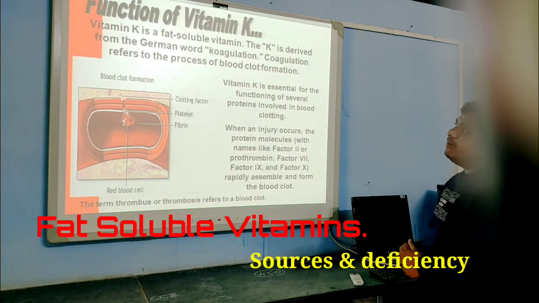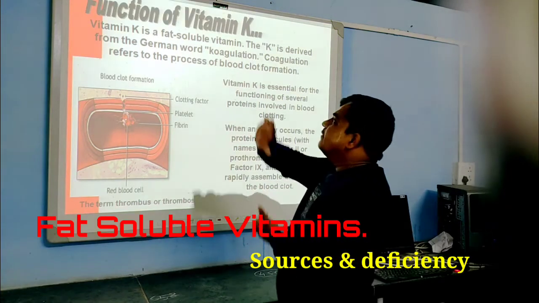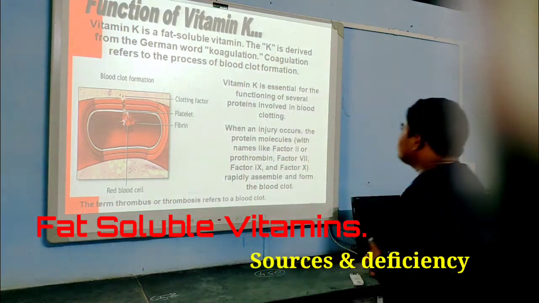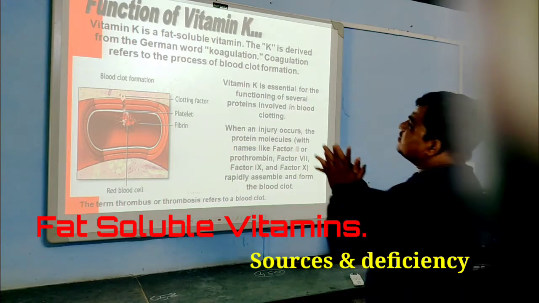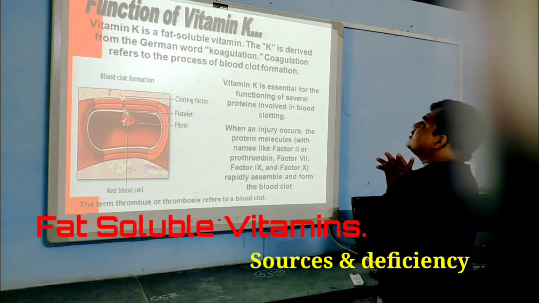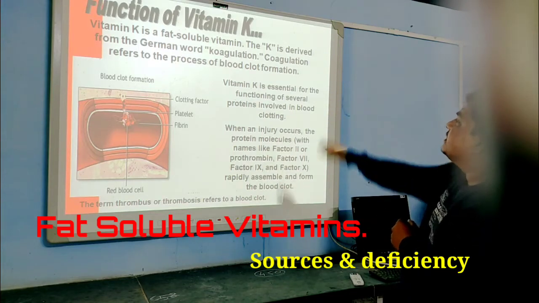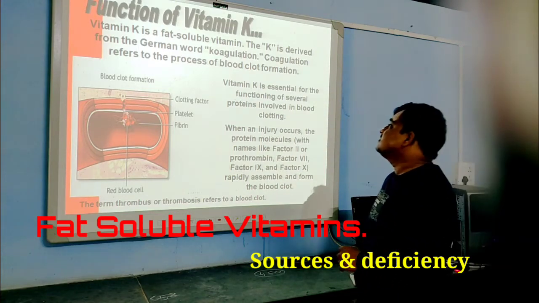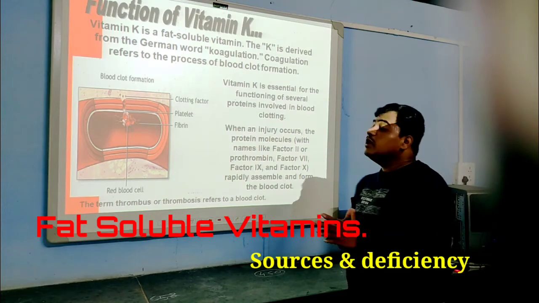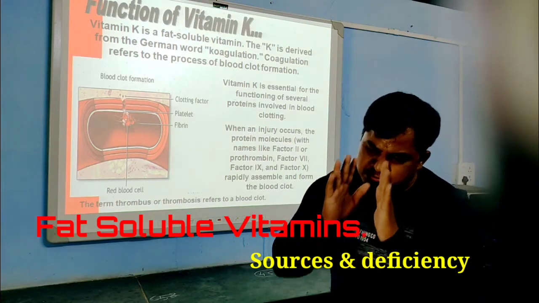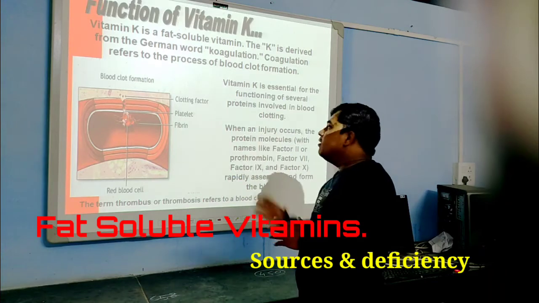vitamin K. So vitamin K is a fat soluble vitamin. K is derived from the German word coagulation, and coagulation refers to the process of blood clot formation. Okay, so vitamin K is essential for the functioning of several proteins involved in blood clotting. Okay, it is a very important vitamin as far as our blood is concerned.